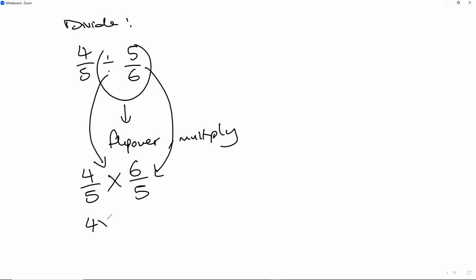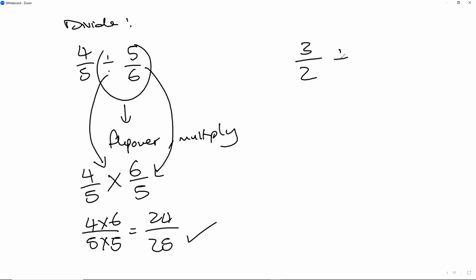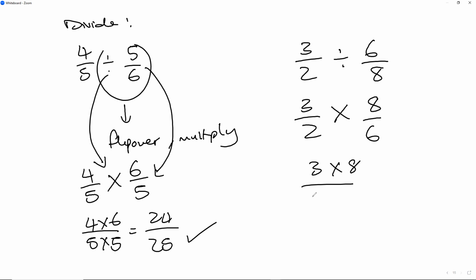Now all I do is multiply. 4 times 6 over 5 times 5. And that becomes 24 over 25. Let's try one more. Last one, 3 over 2 divided by 6 over 8. This would be 3 over 2 times 8 over 6. That's 3 times 8 over 2 times 6, which is 24 over 12. In this case, it's equal to a nice whole number, 2.